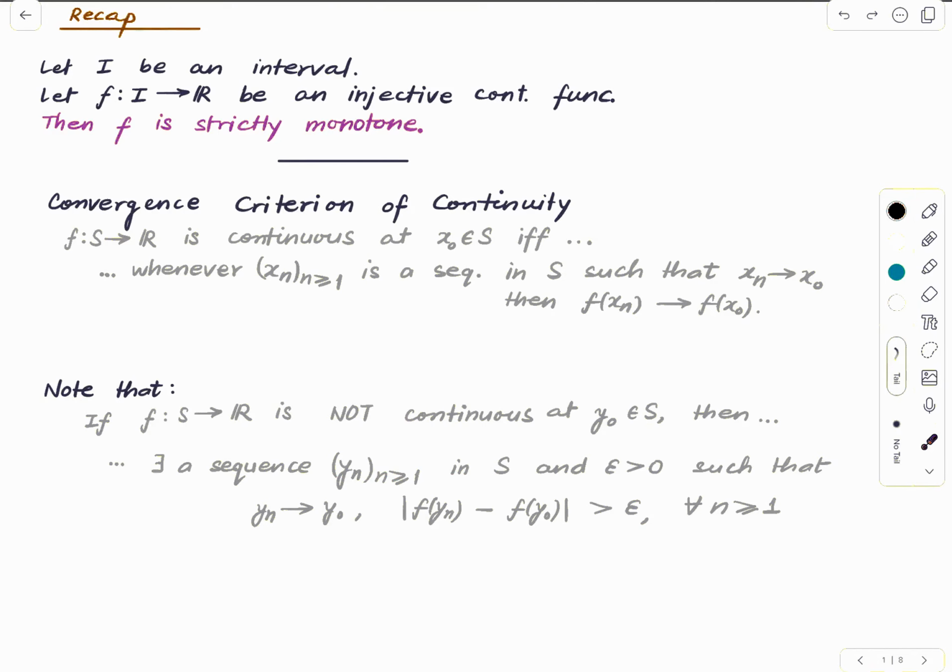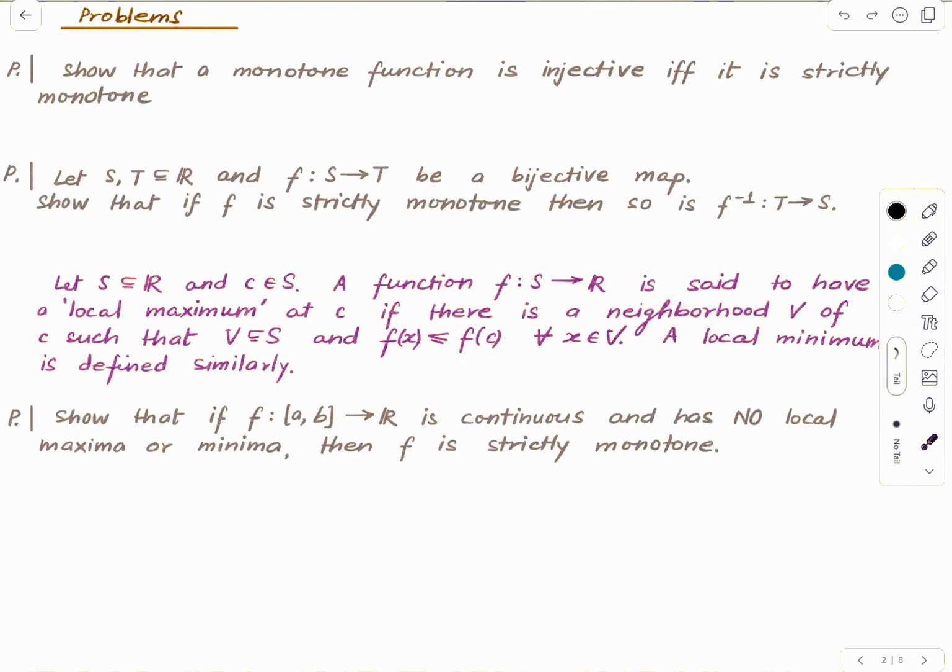Okay, here are some problems for practice, and now let us get started.